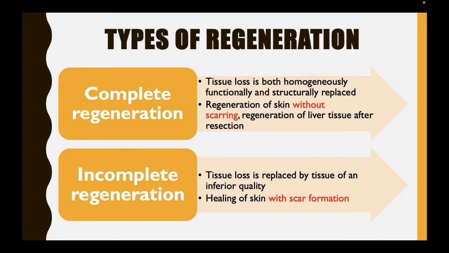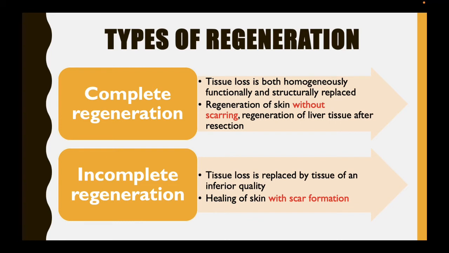Now, hepatocytes have the ability to restore to full size and metabolic function once they're resected. So, basically, it is said that if you resect a portion of the liver, it can grow back to its full size within a couple of months. Following up on that point, hepatocytes are an example of stable cells, and the next type of regeneration is incomplete regeneration.